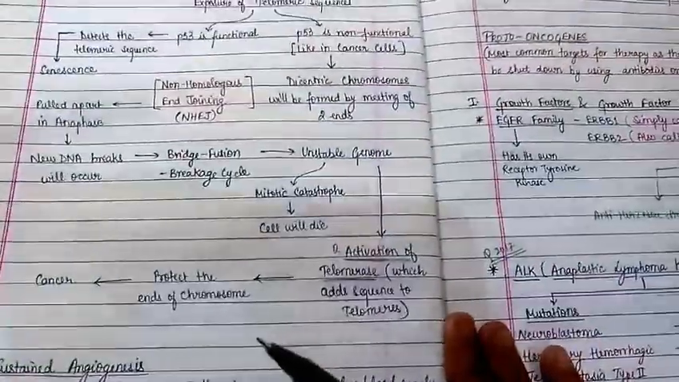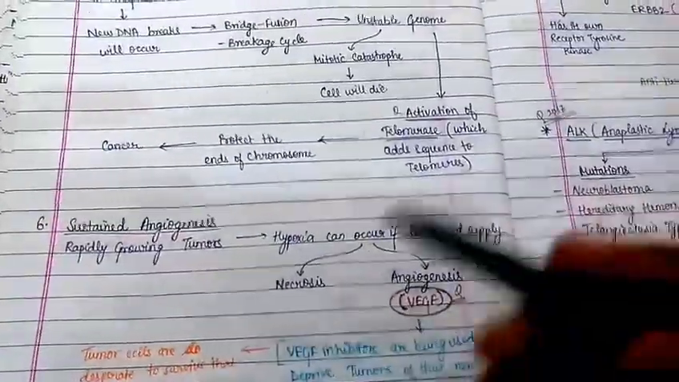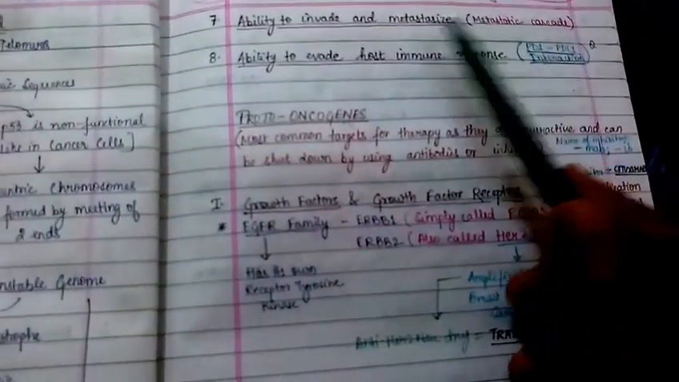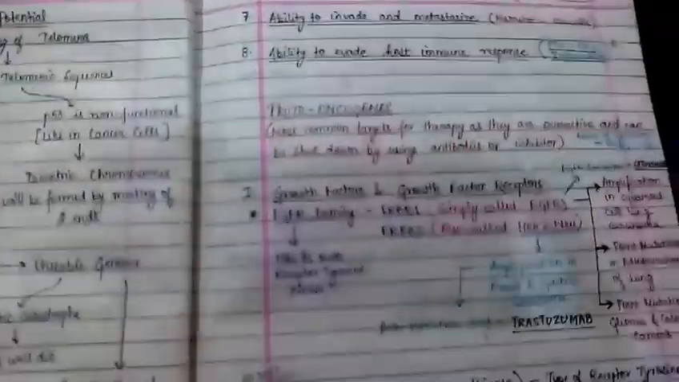So the hallmarks of cancer are, the first one is limitless growth. Then sustained angiogenesis. Now the seventh point is the ability to invade and metastasize. That is the metastatic cascade, which we will discuss later on.